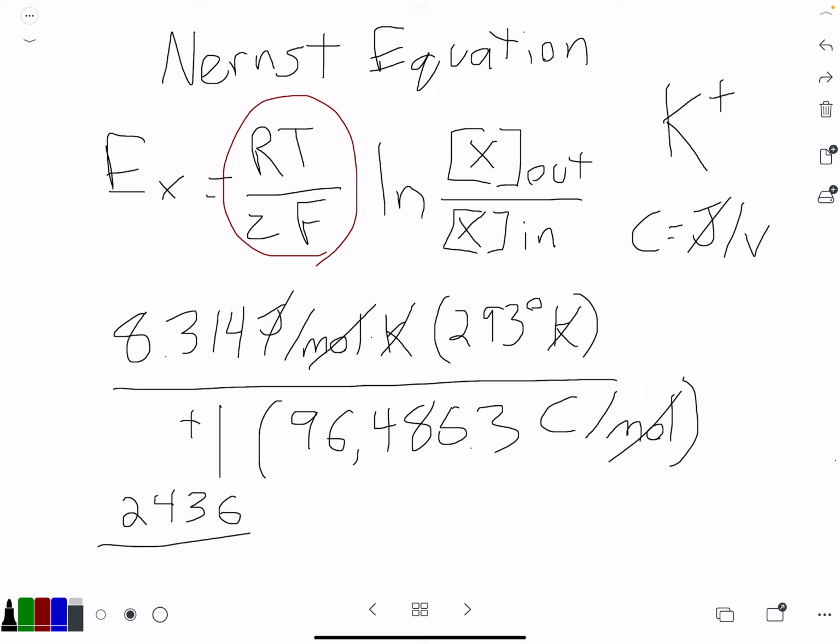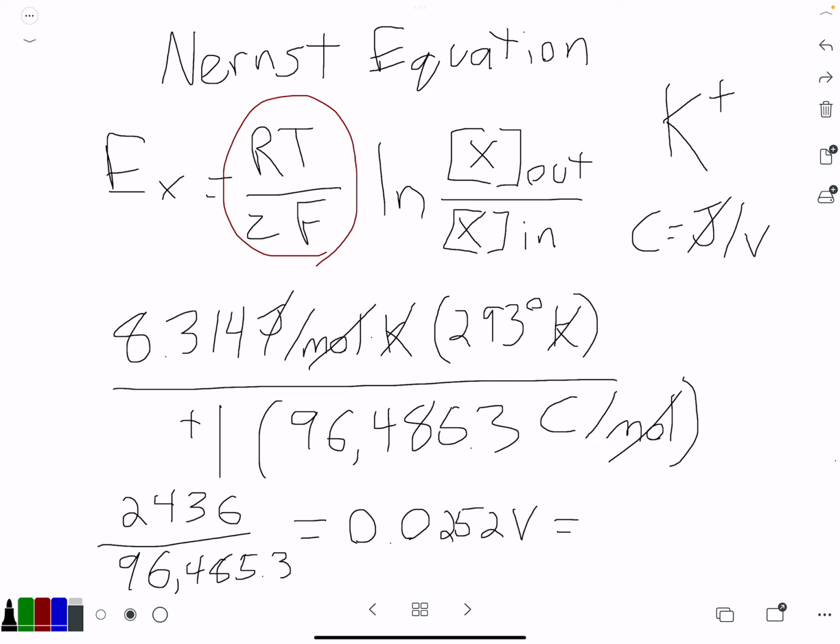Divide by the Faraday constant, right? 96,485.3. What does that give us? All right. Doing the math here real quick on my calculator. All right, so that gives us 0.0252. Now remember, this is expressed in volts.